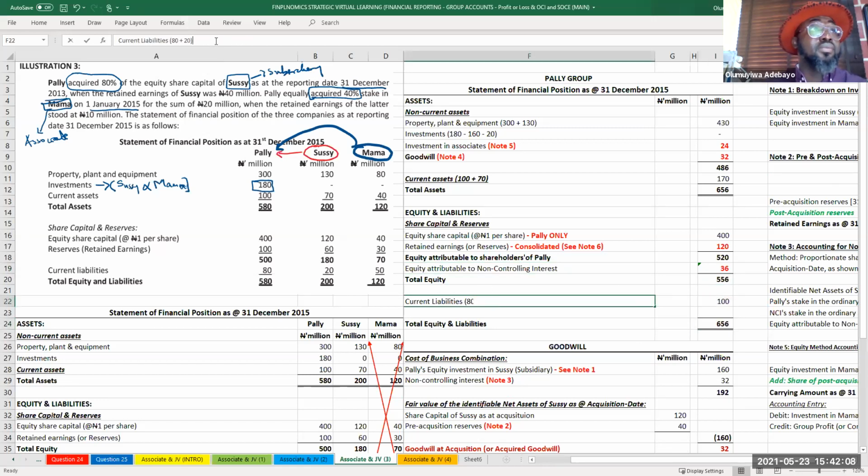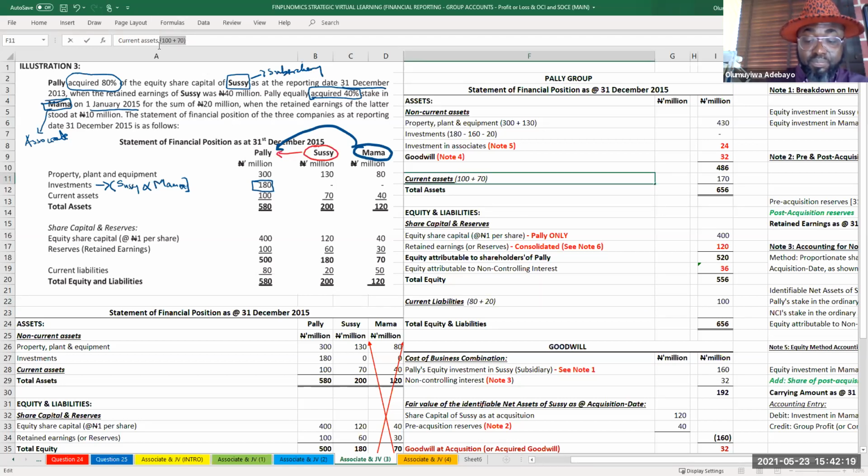Okay. Any question on this? Any question on this? Now, this is our results.